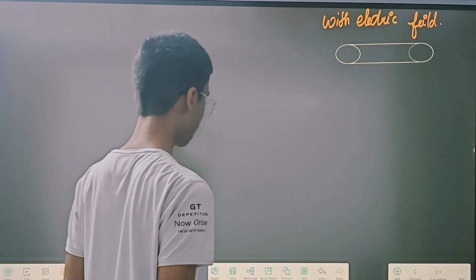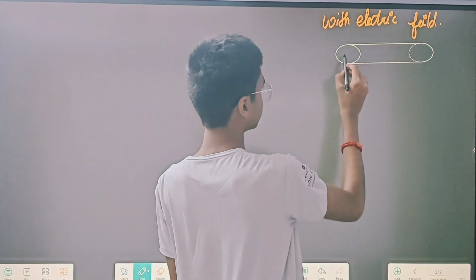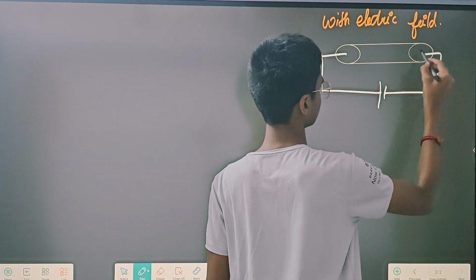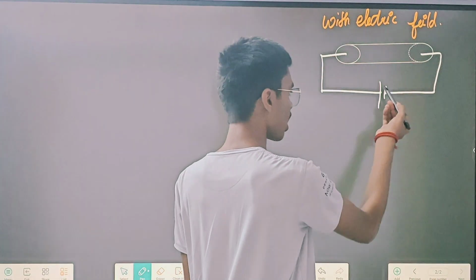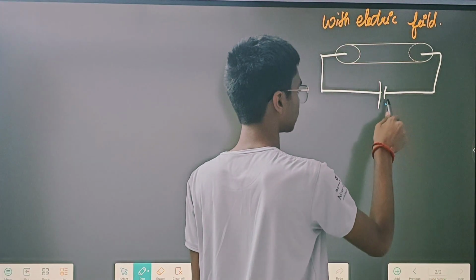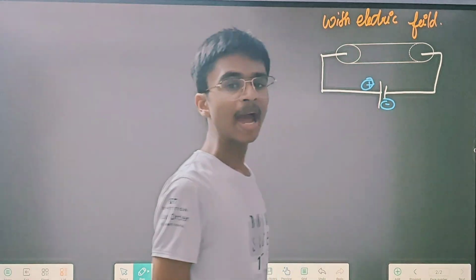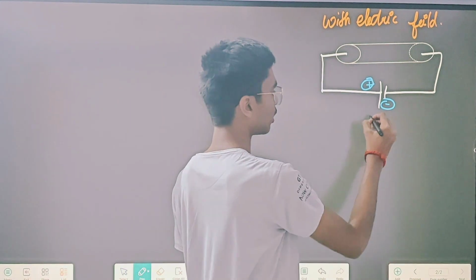Okay, and with this rod I'm going to give a connection to the battery. Okay, there will be a battery. Always remember that the small line which I've written, that is going to be negative, and this big line which I've drawn, that is going to be positive. Batteries are also known as EMF.